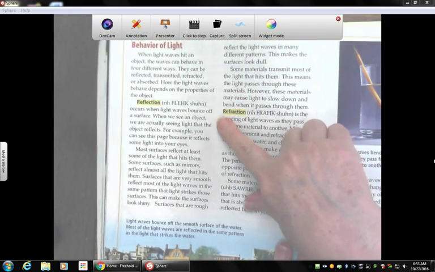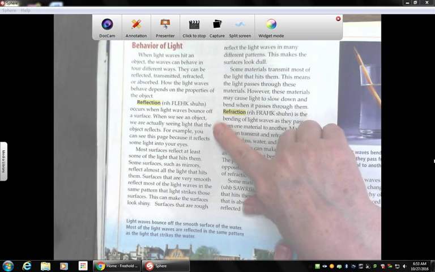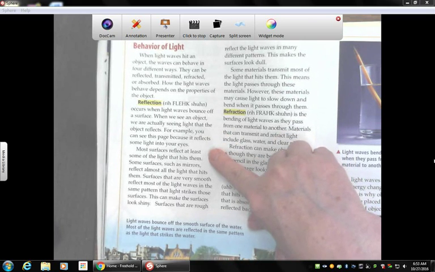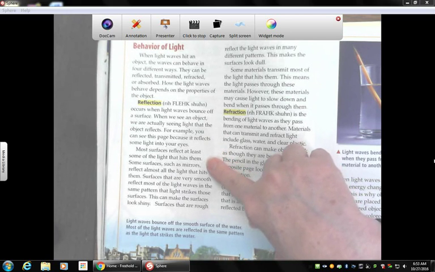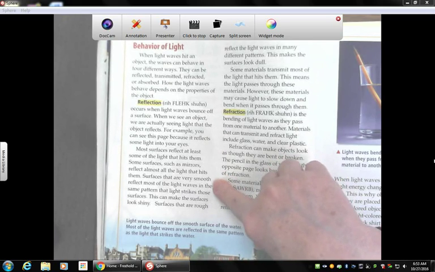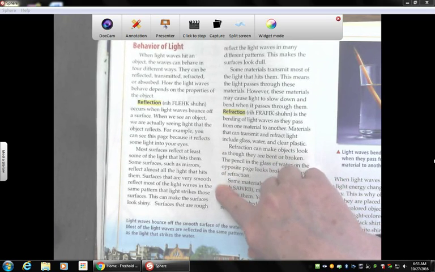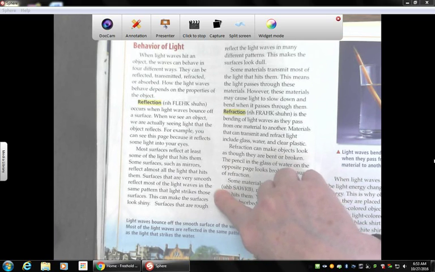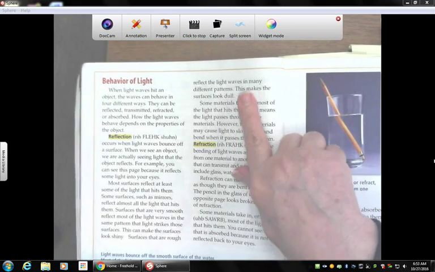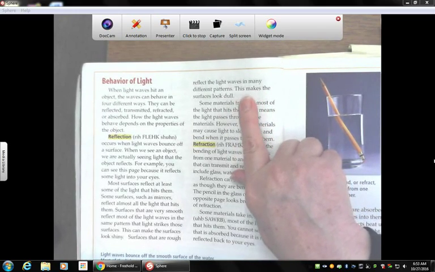Reflection occurs when light waves bounce off a surface. When we see an object, we are actually seeing light that the object reflects. For example, you can see this page because it reflects some light into your eyes. Most surfaces reflect at least some of the light that hits them. Some surfaces, such as mirrors, reflect almost all the light that hits them. Surfaces that are very smooth reflect most of the light waves in the same pattern that light strikes those surfaces. This can make the surfaces look shiny. Surfaces that are rough reflect light waves in many different patterns. This makes surfaces look dull.